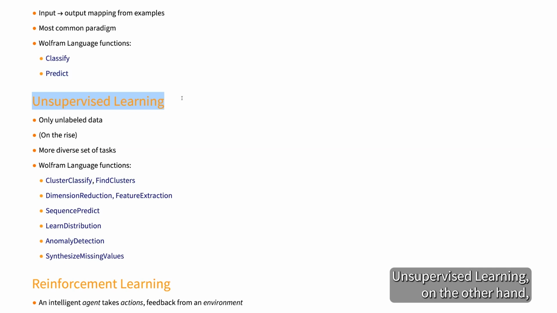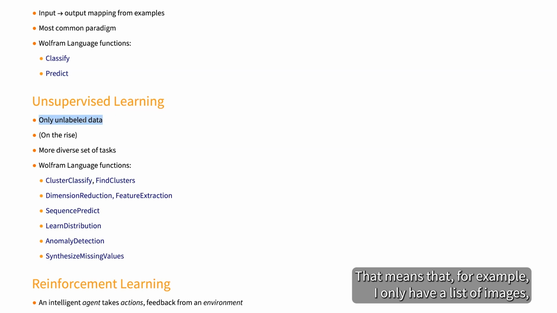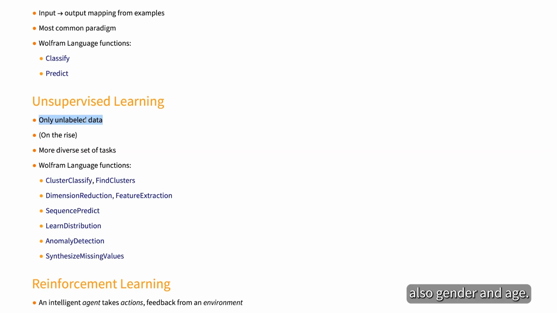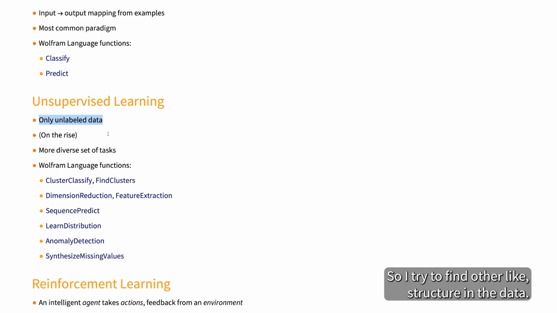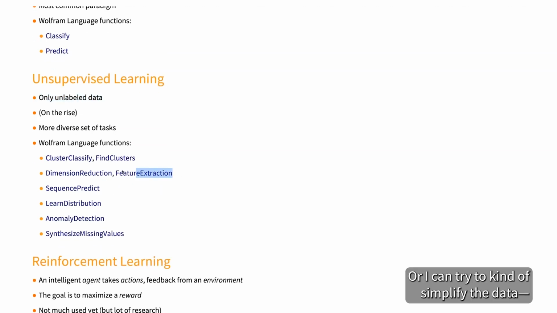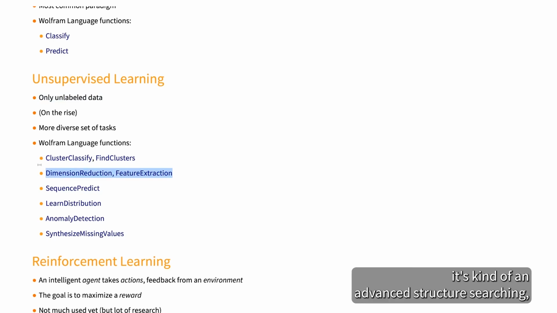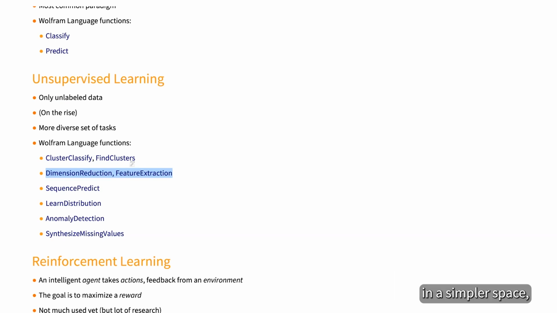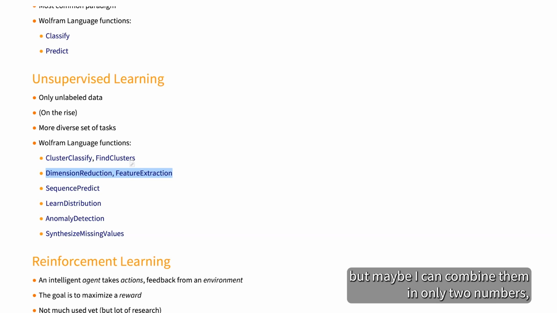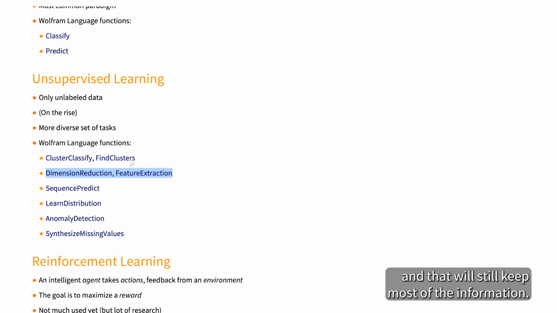Unsupervised learning, on the other hand, deals with unlabeled data. That means that, for example, I only have a list of images, or only a list of pairs of gender and height, or gender and age. So in this case, there's no answer in the data, and what I want to do with that data depends on the application. One basic thing is clustering, where I try to find structure in the data, or I can try to simplify the data. It's a kind of advanced structure searching, and I may want to see if I can project my data into a simpler space. Like, I have a list of 10 variables, but maybe I can combine them into only 2 numbers, and that will still keep most of the information.